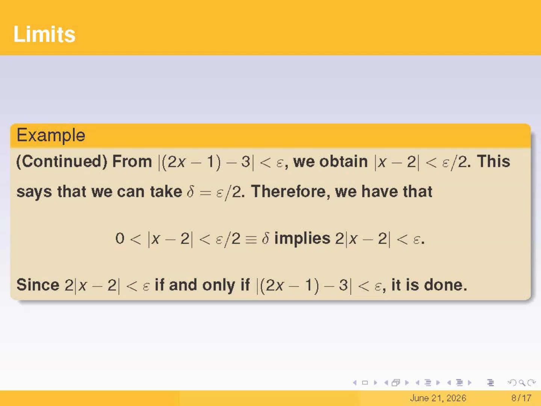Therefore, when the absolute value of x minus 2 is non-zero and less than delta, meaning less than epsilon over 2, we can derive that 2 times the absolute value of x minus 2 is also less than epsilon. Since 2 times the absolute value of x minus 2 being less than epsilon is identical to the absolute value of the function value, 2x minus 1, minus 3 being less than epsilon, the proof is complete.